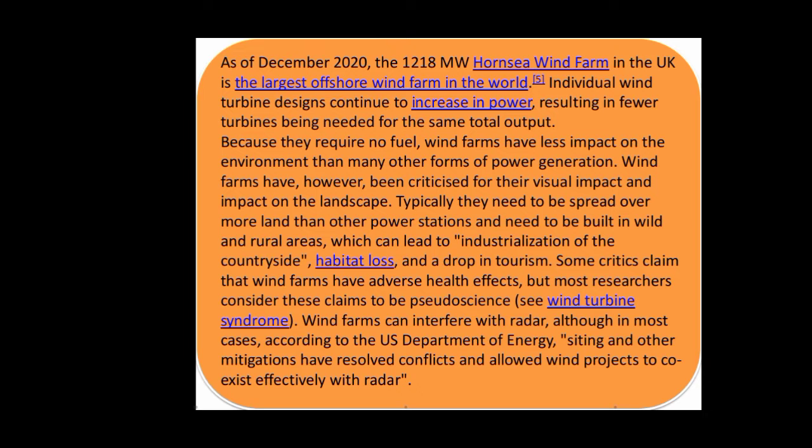Individually, wind turbine designs continue to increase in power, resulting in fewer turbines being needed for the same total output. Because they require no fuel, wind farms have less impact on the environment than many other forms of power generation. Wind farms have, however, been criticized for their visual impact and the impact on the landscape. So here are the wind farms.